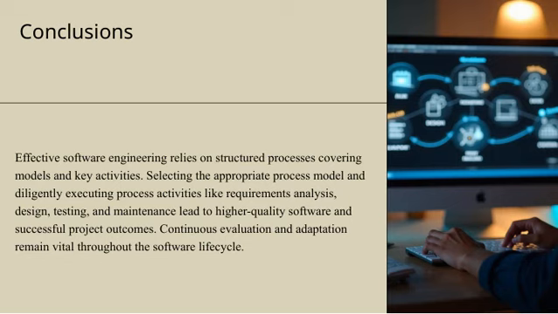So, to wrap things up, effective software engineering really depends on having structured processes in place. These processes should cover important models and key activities throughout the project. Choosing the right process model is crucial because it guides how we approach each phase. And speaking of phases, diligently executing activities like requirements analysis, design, testing, and maintenance makes a big difference in the quality of the final product. When we do these well, we're more likely to achieve successful project outcomes.